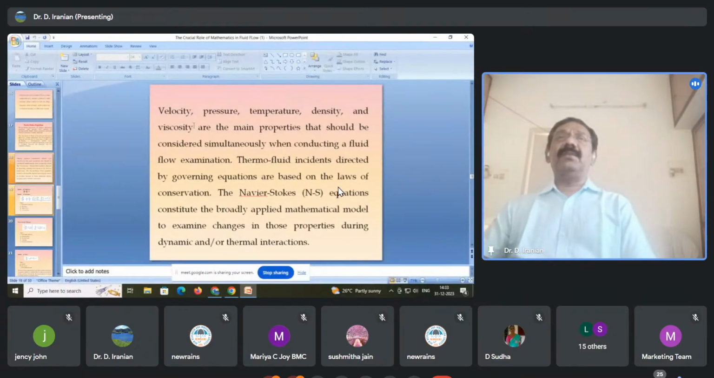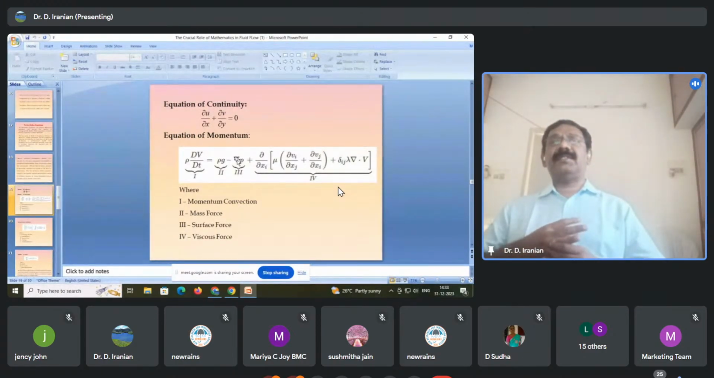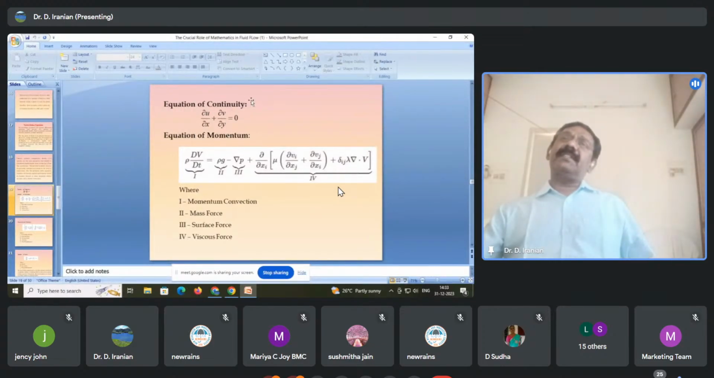Okay, so like this, in the next slide I'm going there. These are all already told: velocity, pressure, temperature, all those things. So everything we are applying in the Navier-Stokes equations. So how many Navier-Stokes equations are there? Generally, we can take four kinds of Navier-Stokes equations. What are the names? First equation is the equation of continuity. This equation of continuity can be one-dimensional, two-dimensional or three-dimensional equations like that.